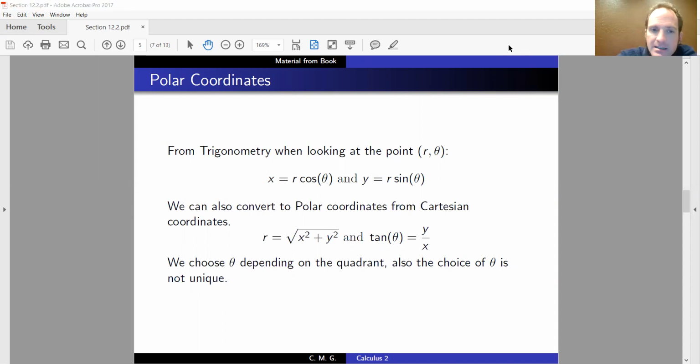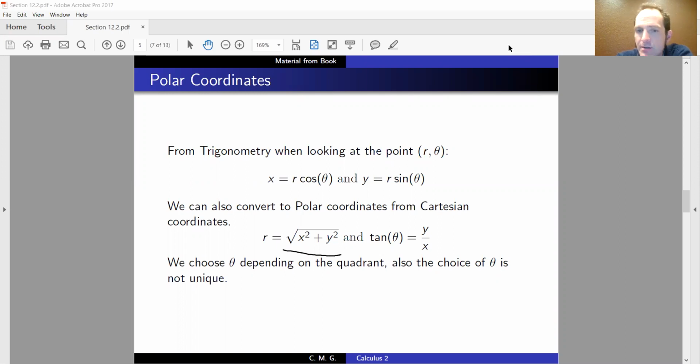I have a good radius. The radius is just the square root of x squared plus y squared, all under the square root. But the theta is not so nice. The theta is determined by the tangent of theta being y over x, so that's opposite over adjacent. Unfortunately, that theta depends on the quadrant.